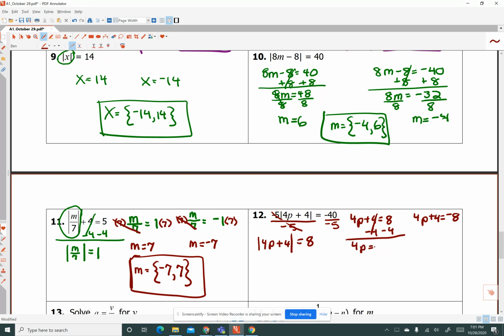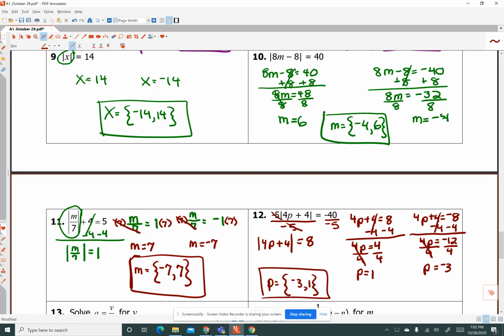4p equals 4, and divide both sides by 4, and p equals 1. Now on the right-hand equation, again, we will subtract 4 from both sides, but with a negative 8, that gives us a different result. We will have 4p equals negative 12. We will divide both sides of the equation by 4, and p will equal negative 3. And let's write our answer in set notation, negative 3, 1, and this problem is finished.